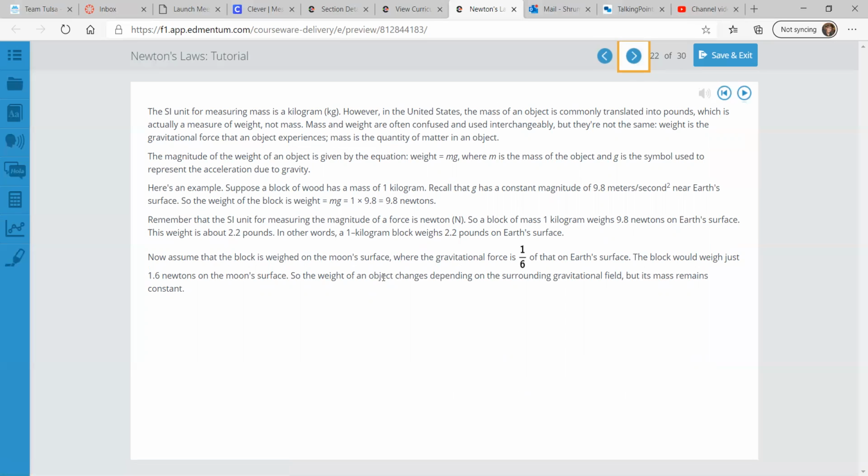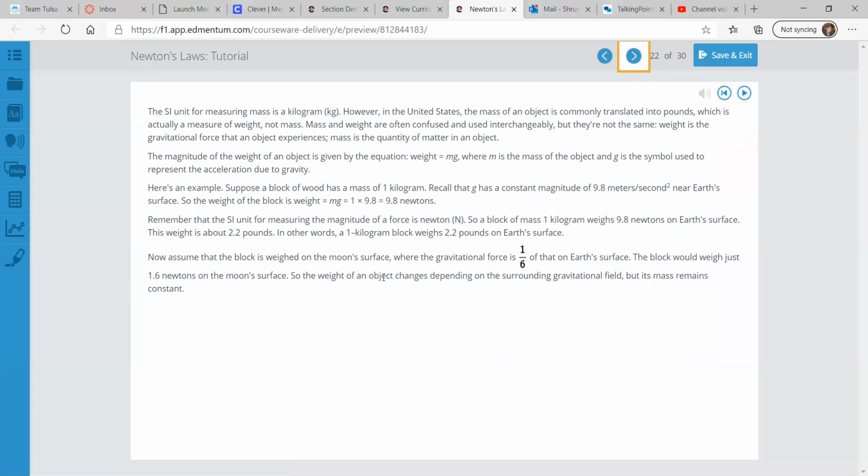Now, the SI unit for measuring mass is kilogram. However, in the US, the mass of an object is commonly translated into pounds, which is technically a measure of weight and not mass. Mass and weight are often confused and used interchangeably, but they're not quite the same. Weight is the gravitational force that an object experiences. Mass is the quantity of matter in an object.